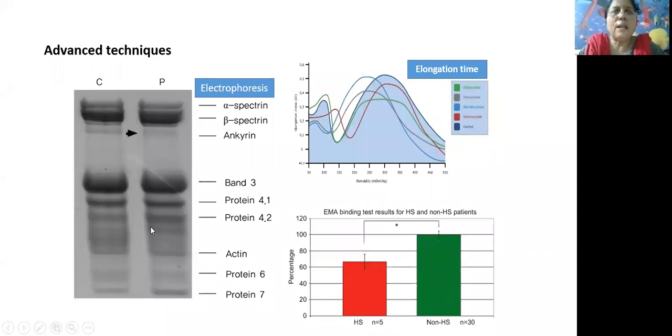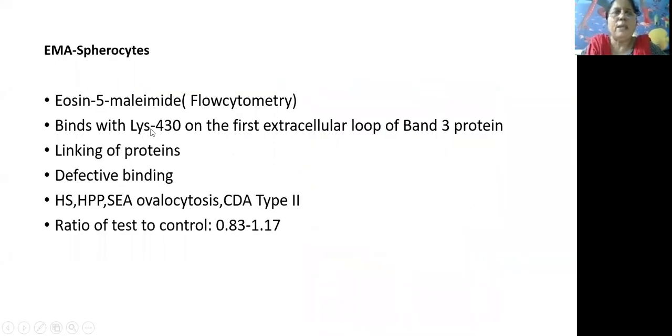Other techniques are that membrane electrophoresis can be done. So you see here the ankyrin. This is ankyrin, and in the patient, this is absent. And also you can do elongation time of the membrane. And the recent technique is EMA binding by flow cytometry. This is eosin-5-maleimide that will bind with lysine 430 in the band 3 protein, and you can detect it by flow cytometry.